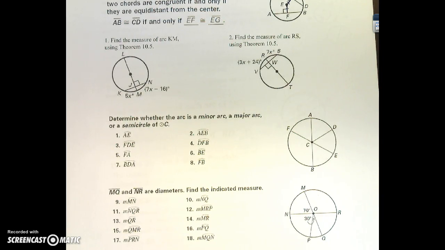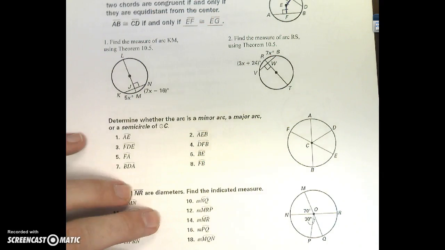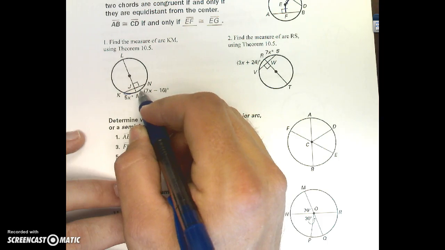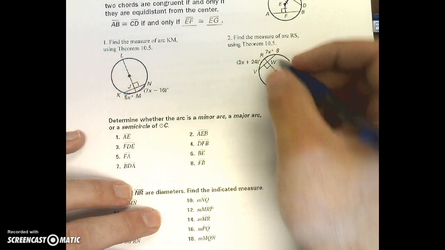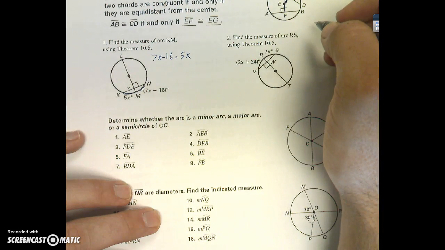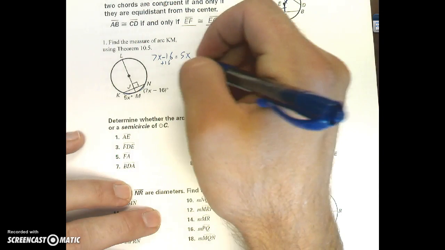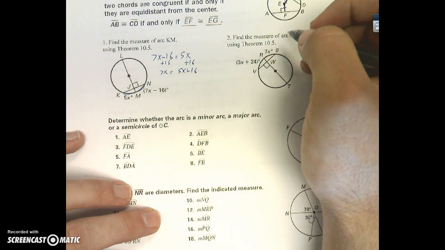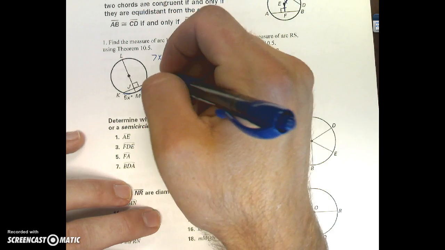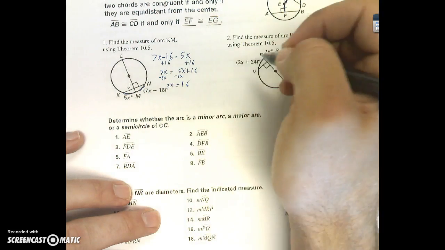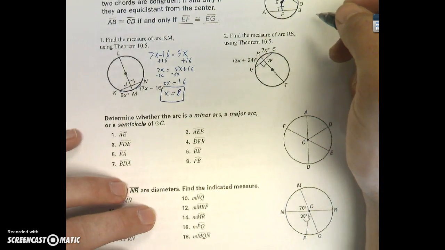Find the measure of arc KM using theorem 10.5. So theorem 10.5 says that if this is perpendicular and bisects it, these arcs are going to be the same. So I'm making an equation. 7x minus 16 equals 5x. I'm going to add 16 to the right. So 7x equals 5x plus 16. I'm going to subtract 5x from both sides, and divide by 2. x equals 2. Or x equals 8, sorry.